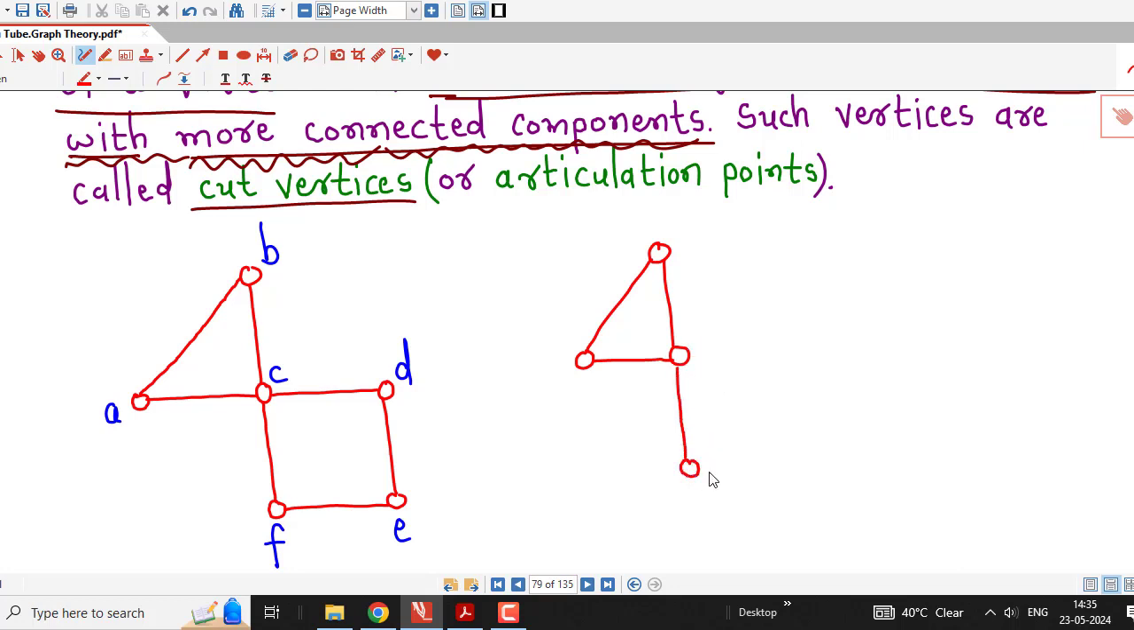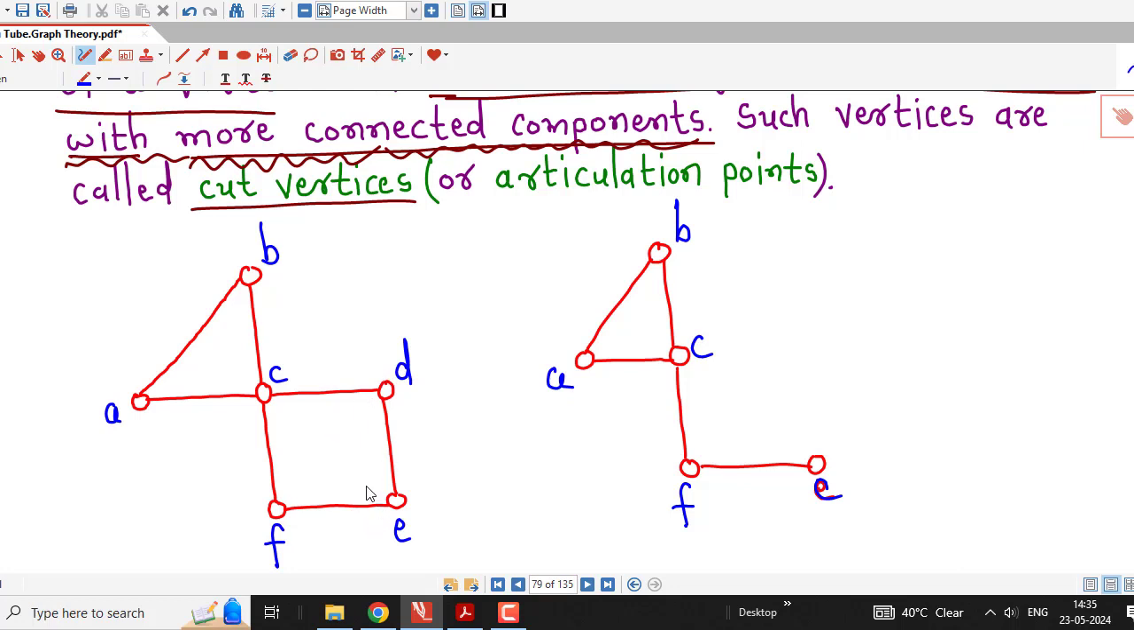Here I have F, this is E. So there are two edges incident with D and we have removed those two edges, and we obtain this subgraph after removing vertex D and the edges incident with D. So this subgraph is connected, therefore D is not a cut vertex.